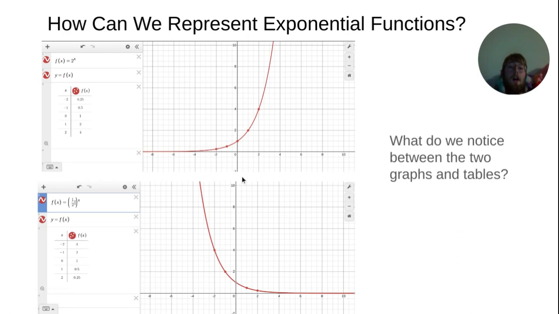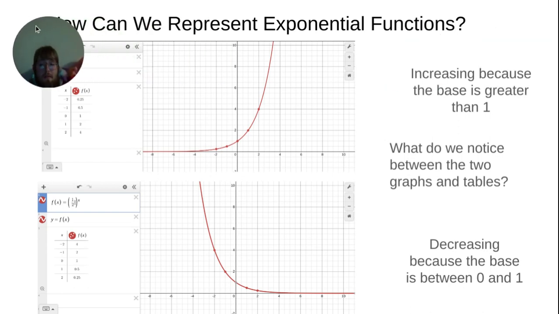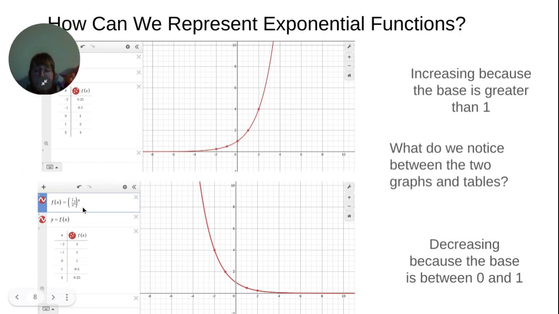Now, there's a couple key points that I want us to figure out about these graphs. So, our first one is increasing. And this is because our base, that's our 2, is greater than 1. So anytime your base that has that power of x with it is greater than 1, it's going to be increasing. For our second graph, we have 1/2. That's between 0 and 1. That one's going to decrease because that base, the part that has that power to the x, is less than 1 but greater than 0.